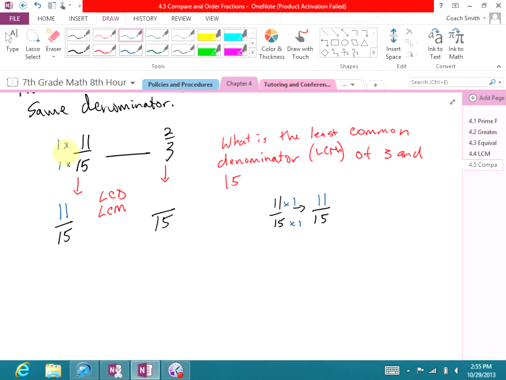Now I need to say, what did I do to 2/3 to make it have a bottom number of 15? I multiplied by 5. So I do the same thing at the top, and that gives me 10. Now that the denominators are the same, which is larger, 11 or 10? 11 is. So therefore, in my blank goes the greater than sign.